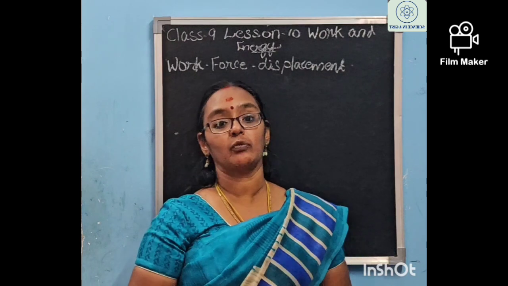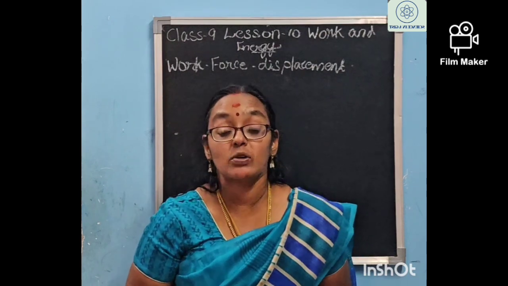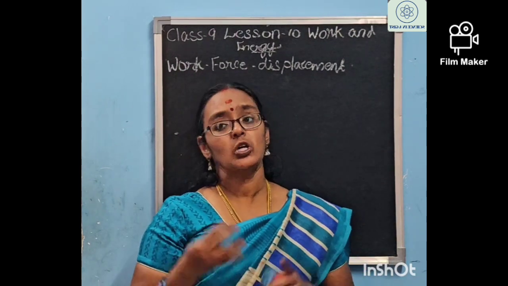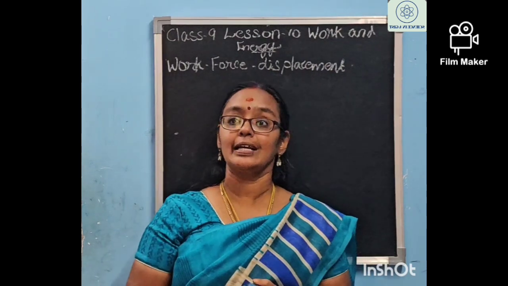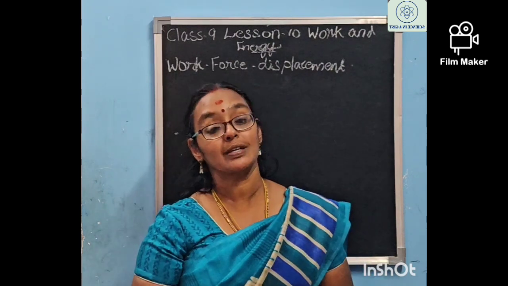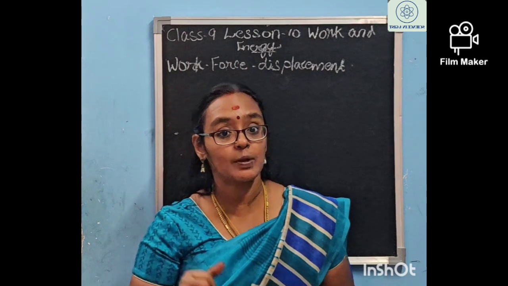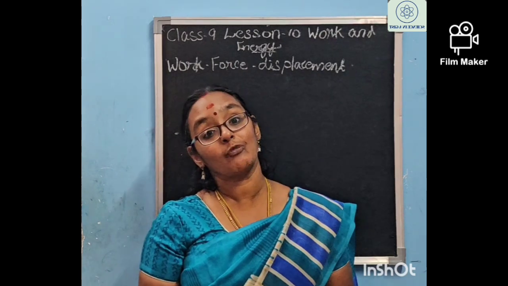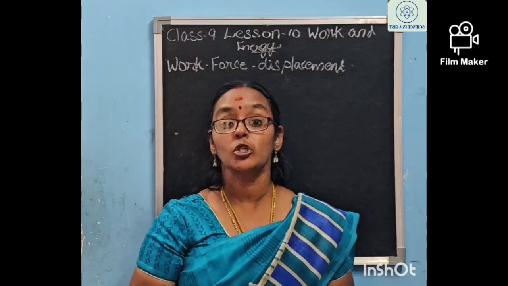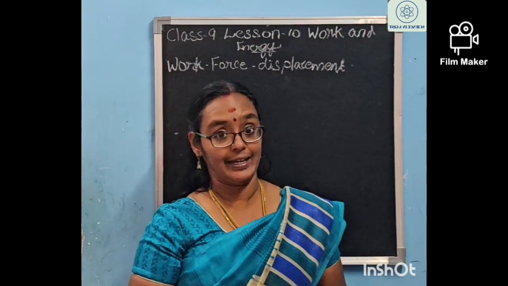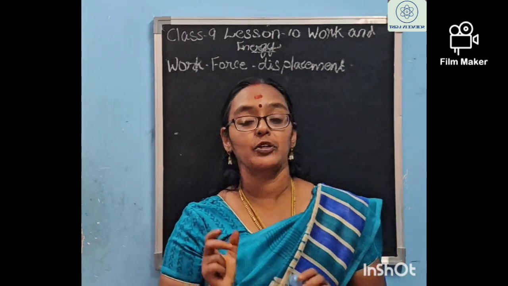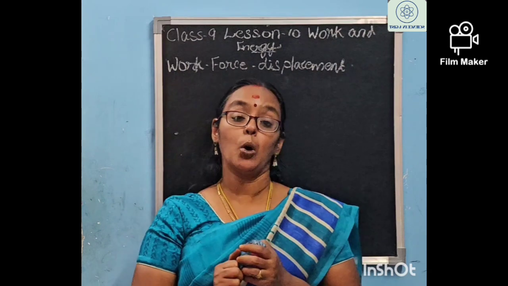So what is the SI unit of work? The work depends on force as well as displacement. So the SI unit is built from the SI unit of force and the SI unit of displacement. What is the SI unit of force? It is Newton. What is the SI unit of displacement? It is meter. So what is the SI unit of work? Newton meter, or there is one more term, that is joule. So the SI unit of work can be Newton meter or joule.